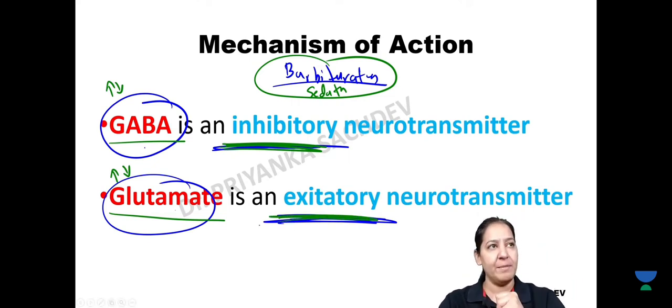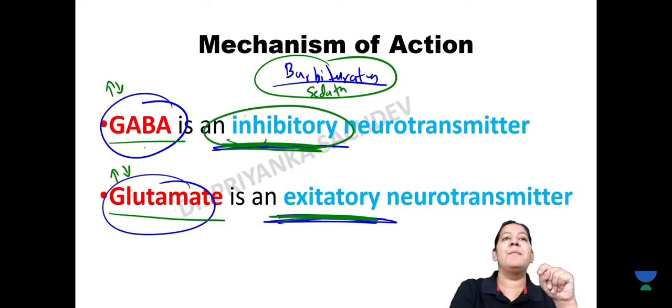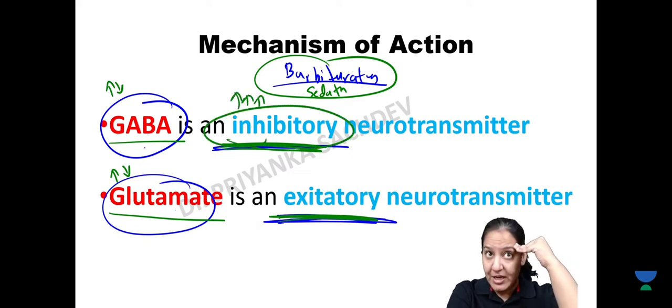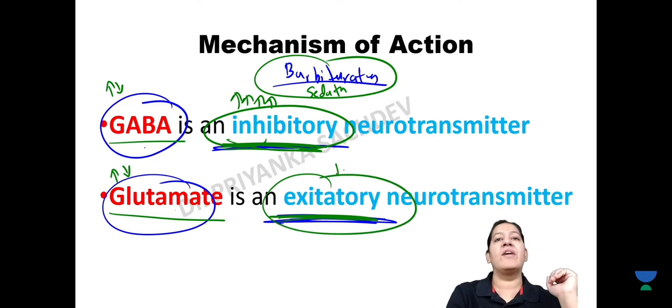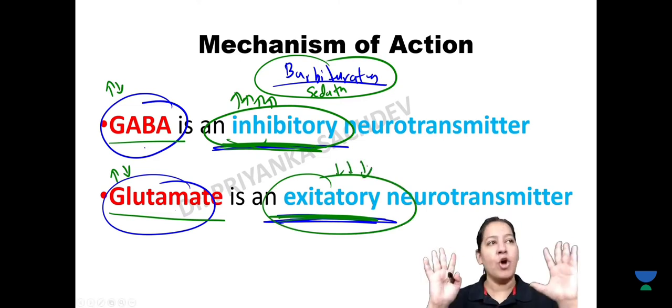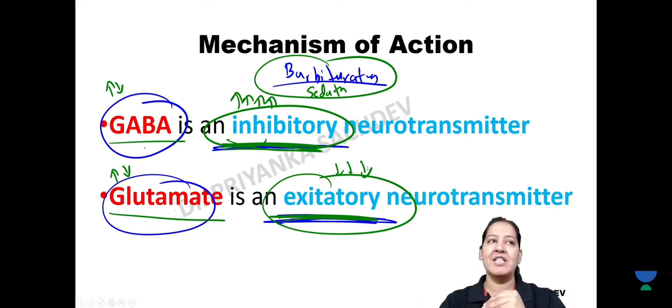So most of the persons have answered. Okay, you all are right. You want to increase the inhibitory neurotransmitter, and you want to decrease the excitatory. Now, keeping this in mind, I will take the mechanism of action further.